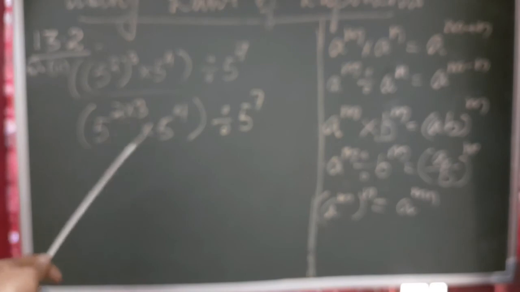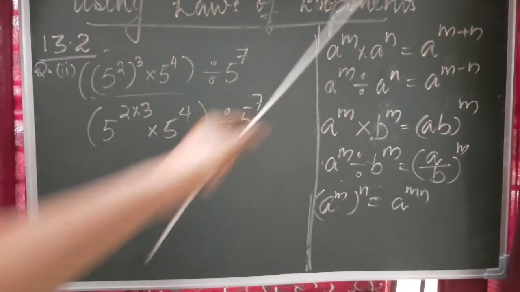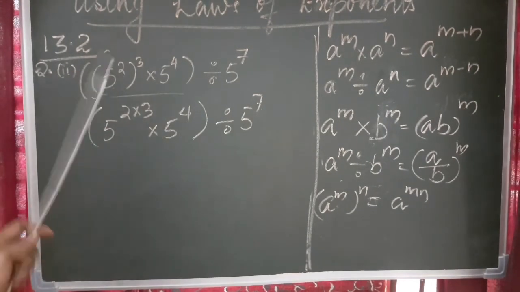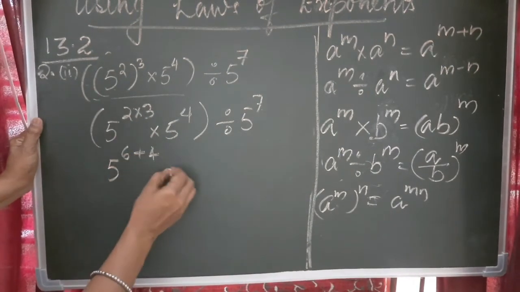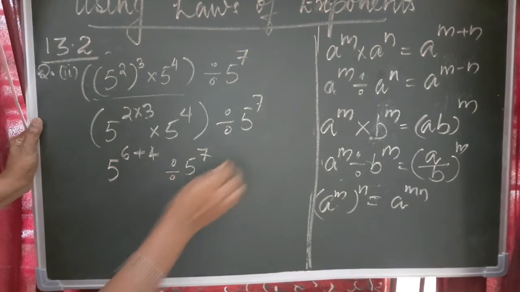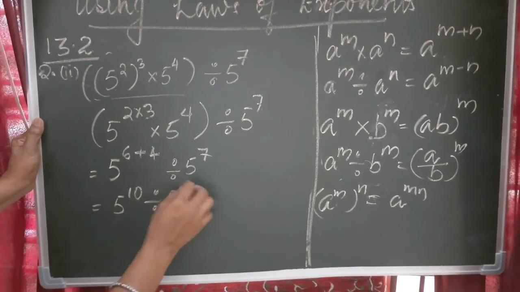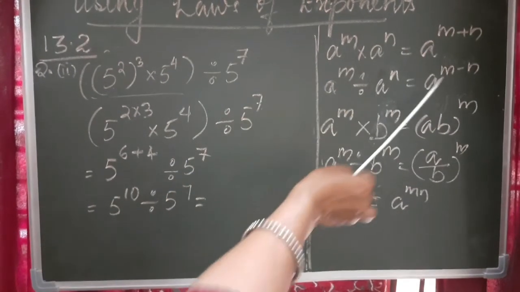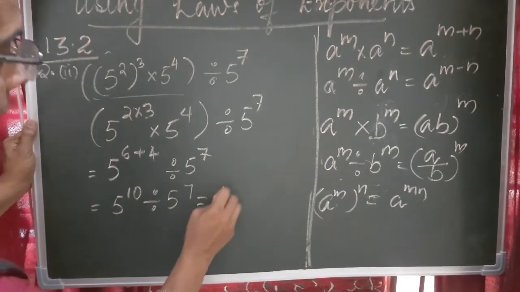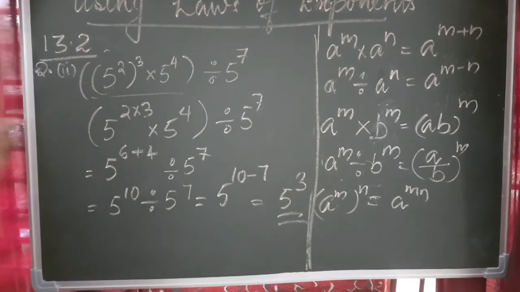Again, 5 raised to 2 into 3 is 5 raised to 6, into 5 raised to 4, which is in the form a raised to m into a raised to n. So we have to add the exponents or powers. So it becomes 5 raised to 6 plus 4, divided by 5 raised to 7. So we get 5 raised to 10 divided by 5 raised to 7, which is in the form a raised to m divided by a raised to n, equal to a raised to m minus n. So 5 raised to 10 minus 7 is equal to 5 raised to 3.